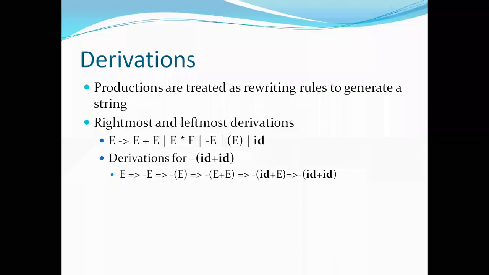So derivation means the process of generating a terminal string from the start symbol of the given grammar by applying subsequent substitutions. That is called the derivation. In derivations we have two types: the rightmost derivation and the leftmost derivation. What is the leftmost derivation and what is the rightmost derivation?